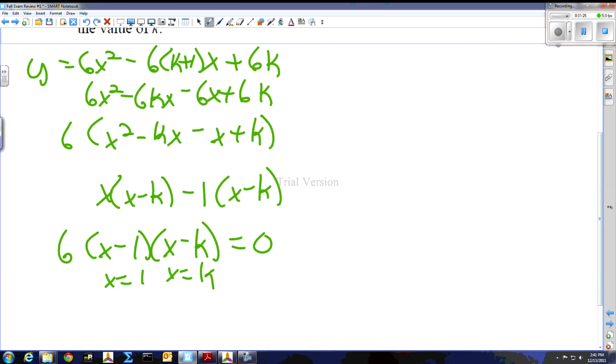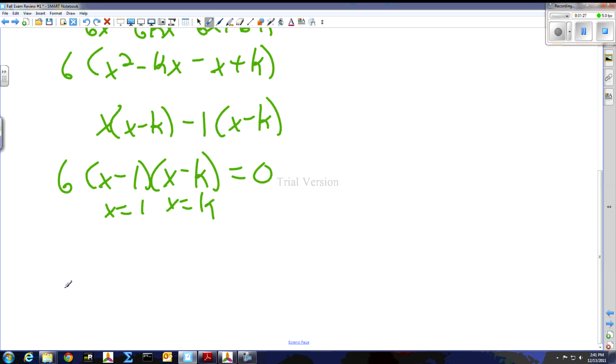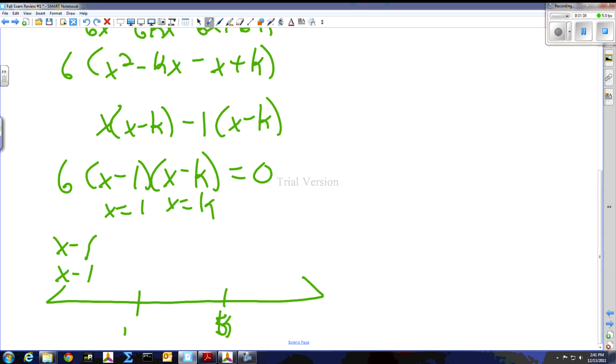If we come down a little further and do a sign line to determine what's happening with the first derivative at those points, or in between these here, there's 1 and there's k, and we've got x minus 1 and x minus k. I'm not going to write the 6 because we know that it's positive all the time. We know if we put a number smaller than 1, this is going to be negative, this will be positive, this will be positive. Now, how do we know that k is to the right of 1?